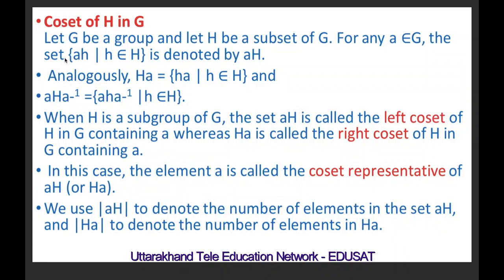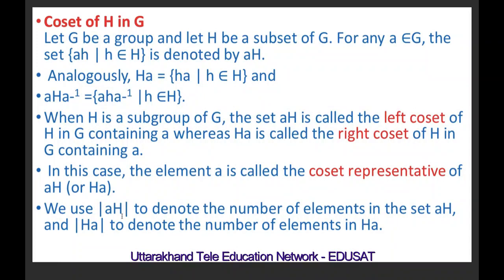If H is a subgroup of G, then the set aH is called the left coset of H in G containing a, whereas Ha is called the right coset of H in G containing a. Here aH is equal to {ah such that h belongs to H}, and Ha is equal to {ha such that h belongs to H}. In this case, the element a is called the coset representative of aH or Ha.